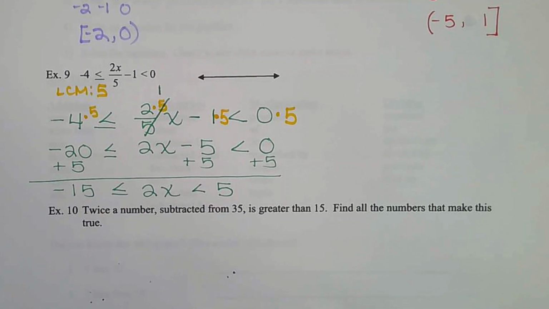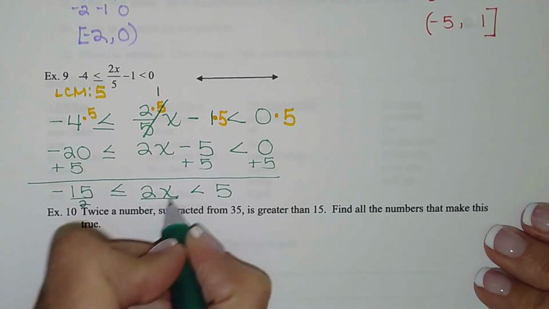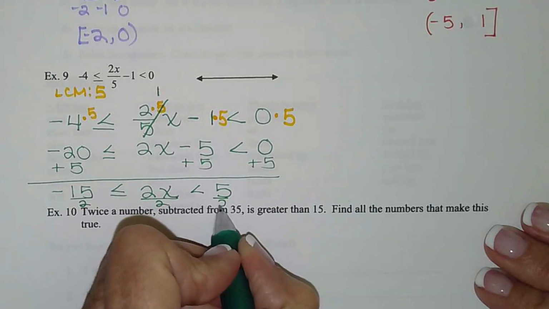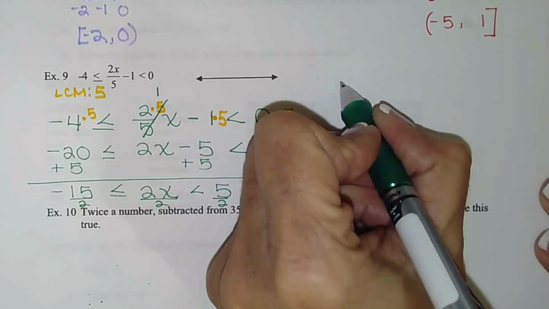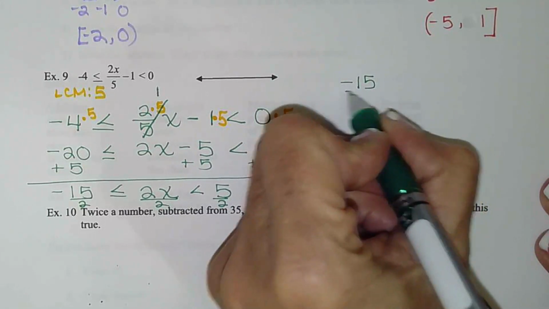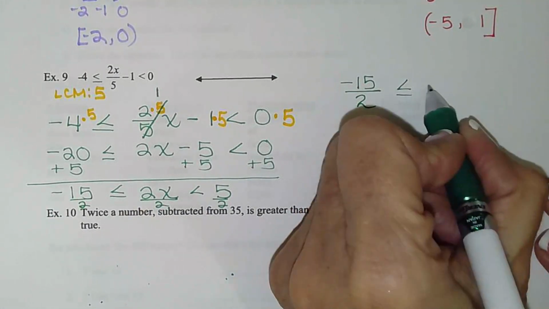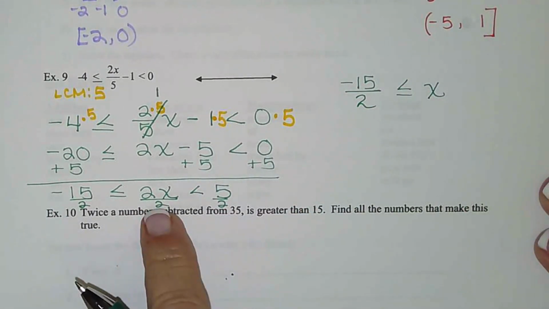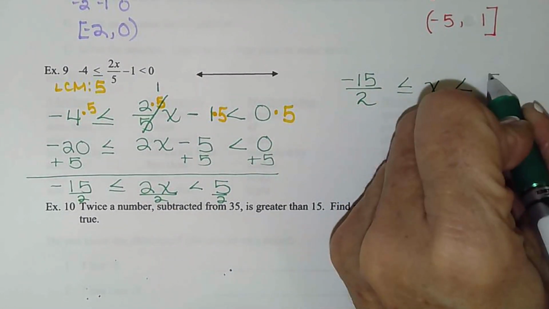And so our last step is to divide everything by 2. It's a positive 2, so no symbols are going to flip. So that's going to leave us with -15/2 is less than or equal to, x is now all alone in the center, and 5/2 over here.